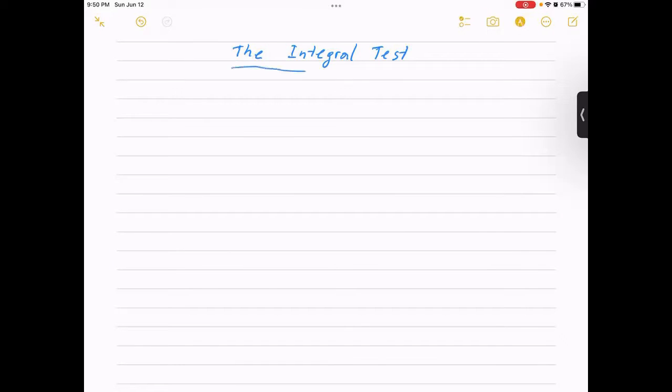The integral test. So we consider the following situation. We assume we have a series, and for this series all the terms are positive, and the terms are decreasing.